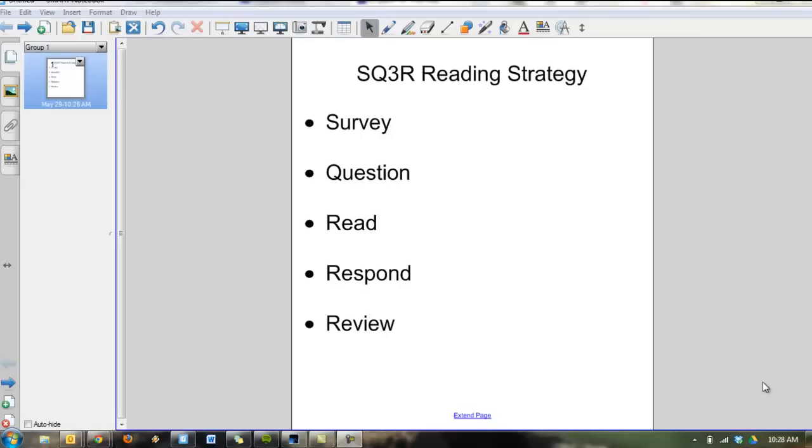And welcome. Today we're going to talk about the SQ3R reading strategy. The SQ3R reading strategy breaks down to survey, question, read, respond, review. Those are the steps, and that's what SQ3R stands for.